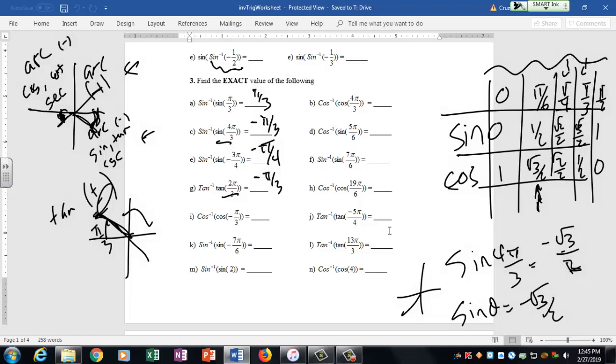All right? Cosine negative pi over 3. What quadrant is that? Quadrant 4, right? Now, is cosine positive or negative in quadrant 4? Cosine's positive. That's the information that we have to be able to get. Cosine is positive in quadrant 4. So where is arc cosine positive at? Quadrant 1, which puts this angle into quadrant 1.